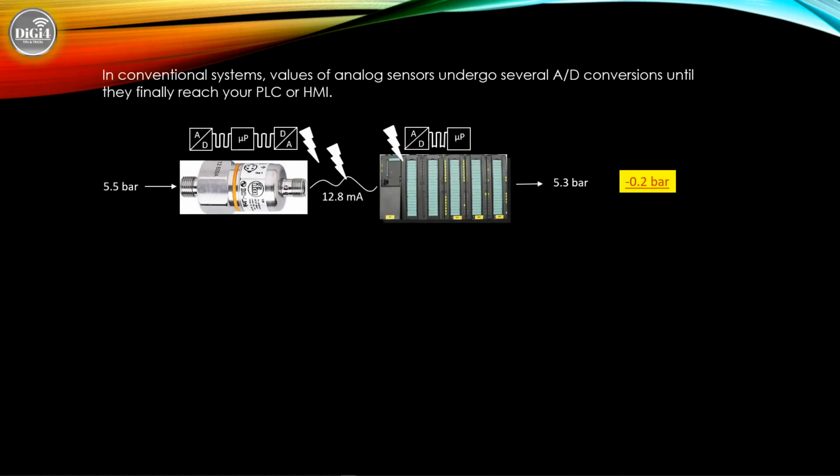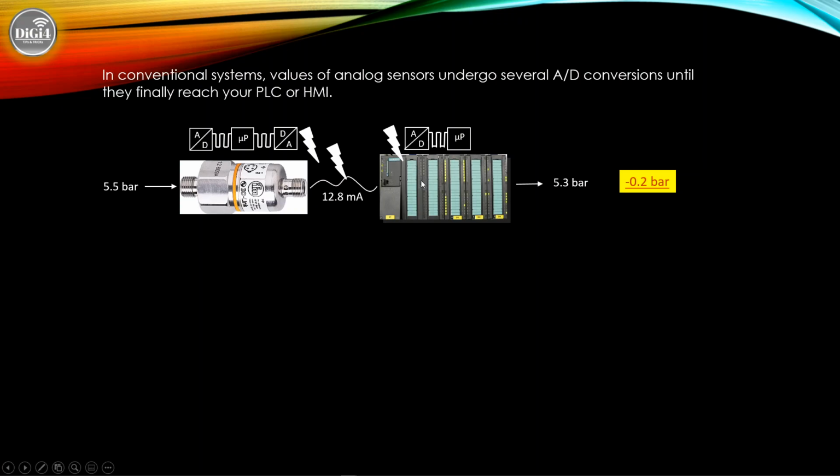In a conventional system, values of an analog sensor undergo several A to D conversions until they finally reach your PLC or HMI. In this example, a pressure sensor reads 5.5 bars. In order for the microprocessor to process the analog reading of an analog instrument, in this scenario a pressure transmitter, it has to be converted into digital, then converted back to analog. The sensor will pass the signal in the cable and transmit that into the PLC input cards.